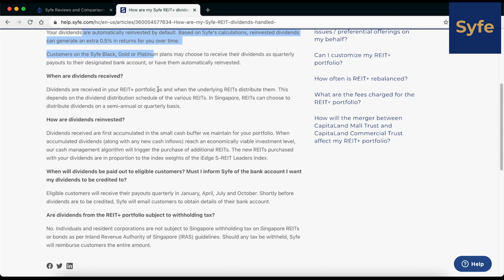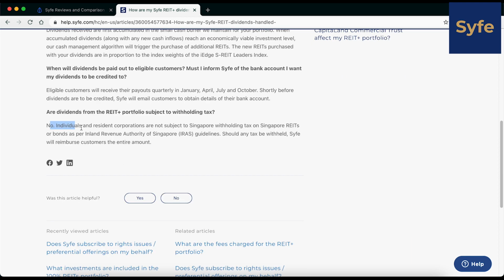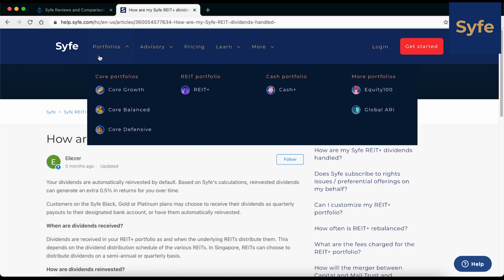You don't need every month they give you some cash flow. That's not the purpose of Syfe REIT Plus. It is used to accumulate your dividend REIT portfolio over the long term, so you don't want to keep taking out cash so that your portfolio won't grow. Okay, there's no withholding tax. That is good because Singapore does not charge withholding tax on Singapore REITs anyway. I'm quite comfortable with the REIT Plus.